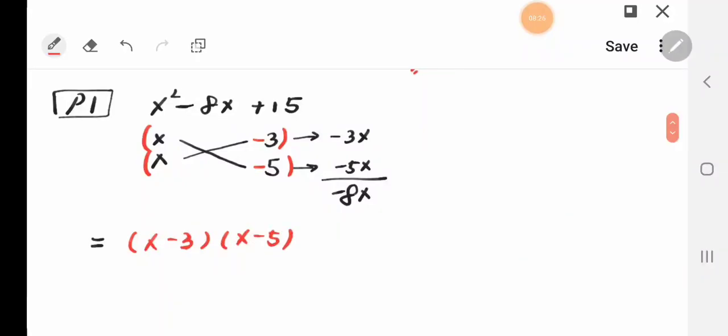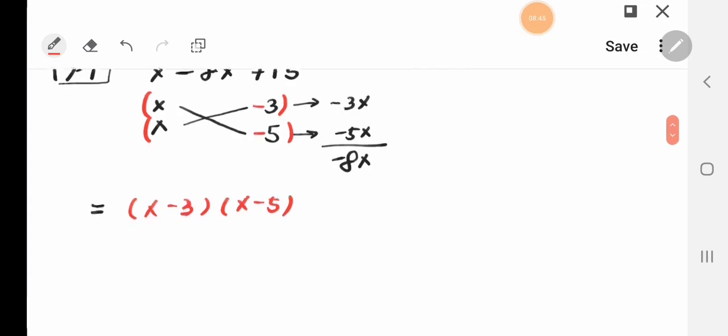Okay. In this case, 15 is negative 3 times negative 5. What if you try 1 times 15? Okay, 1 times 15 will never work. So you have to find the right pair so that the product is same and the sum of the result will be the same as the second term. Okay, anyway, let's try more examples.